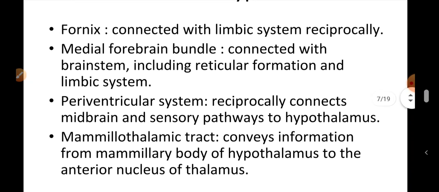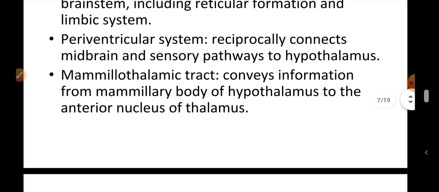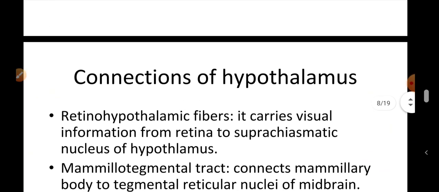Then the periventricular system reciprocally connects the midbrain and the sensory pathways to the hypothalamus. Then the mammillothalamic tract conveys the information from the mammillary bodies of the hypothalamus to the anterior nucleus of the thalamus.